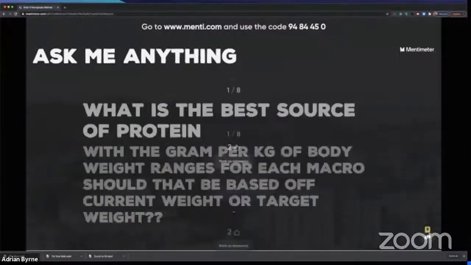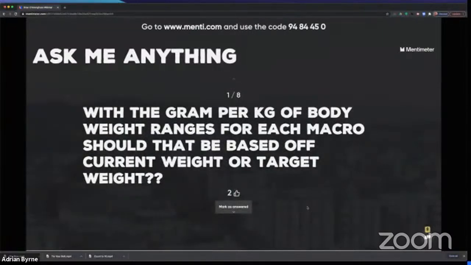Okay. With the gram per kilo of body weight ranges for each macro, should that be based off the current weight or a target weight? That's a good question. The way I have it laid out, it can be based off your current weight. Some people might say, at higher levels, 3 grams of protein per kilo of lean body mass, but most people aren't going to know what that is. So it's easier just to use your current weight. And if you're trying to adjust your weight, like if you have a target weight that's higher or lower, that's going to be mostly determined by your calorie intake.